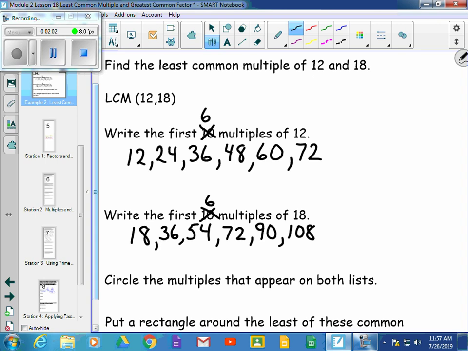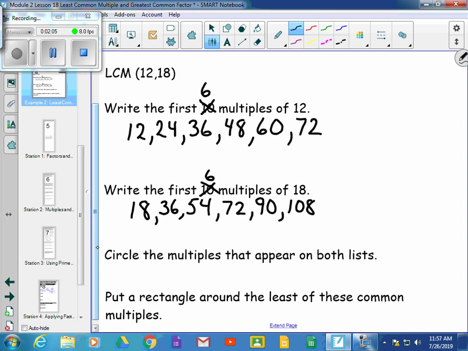After you make your list of multiples, you're going to focus on the multiples that are common. Looking at the ones that are common, I see 36 is common, 72 is common, and if I made my list longer, I probably would notice that there are even more common.